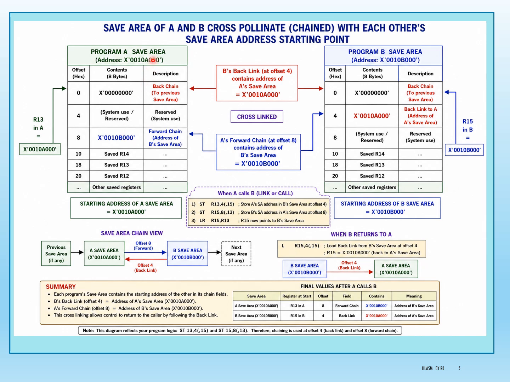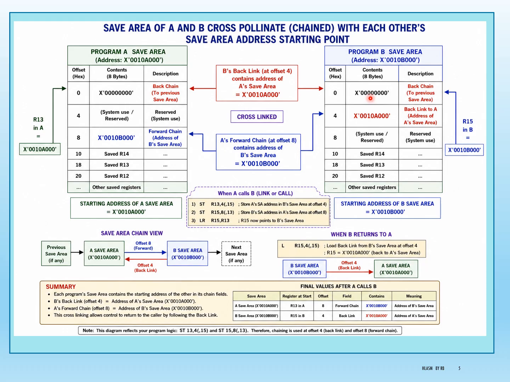That means A000 plus 8. So program A's save area knows that I am calling this program, which is this save area, and program B knows that I am called from program A, whose save area starts at A000. So in a way, this is like a forward and backward compatibility.